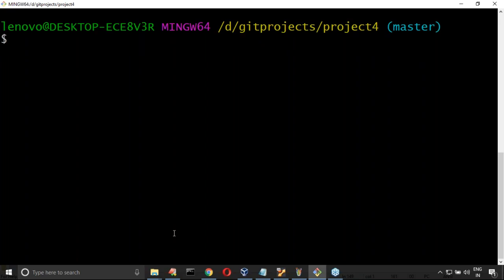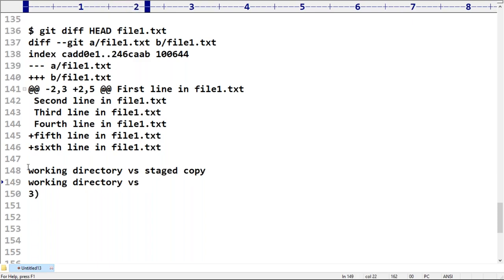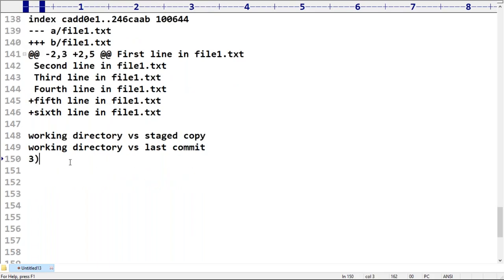Okay, this is the second thing you should be aware of. Now the third comparison I want to take. Up to now we did two comparisons. What is the first comparison? Working directory versus staged copy. After that, working directory versus last commit we did. What is the third one? Next one, can you please tell? Now, what do you want to compare? Staged copy versus last commit.